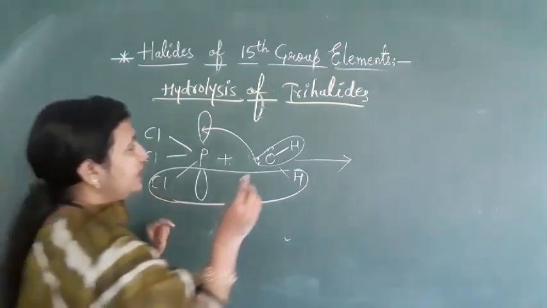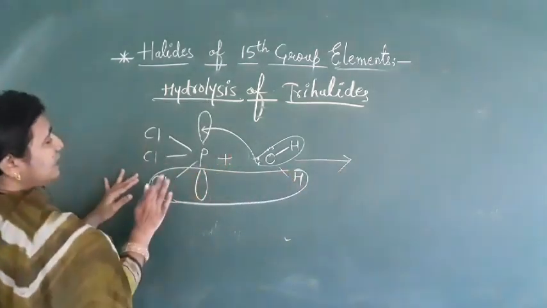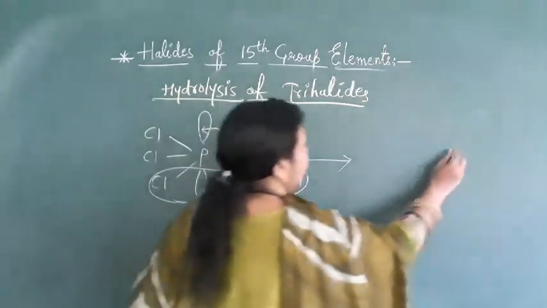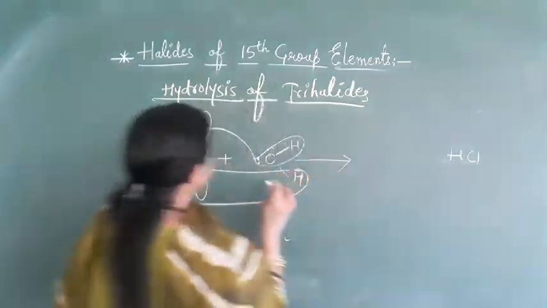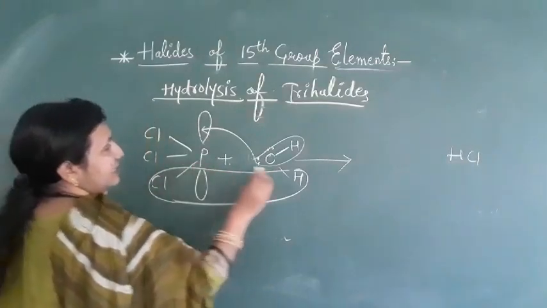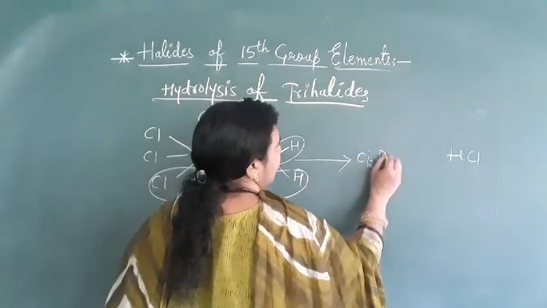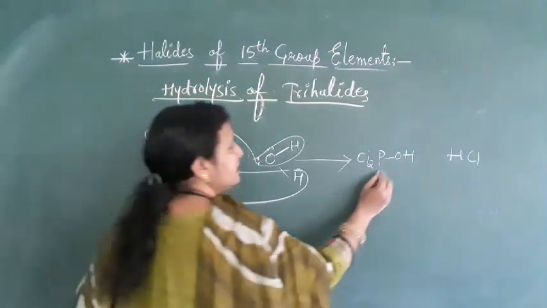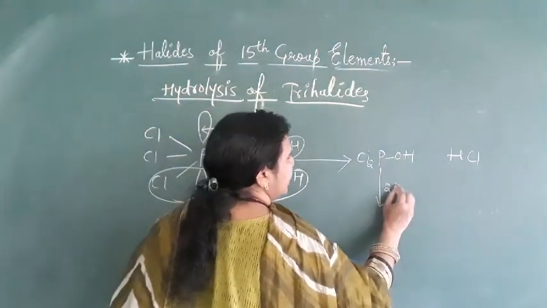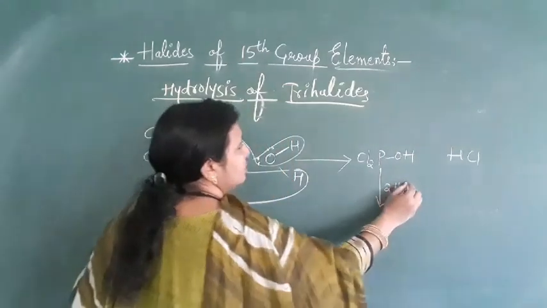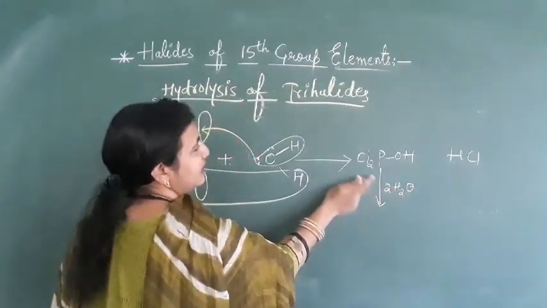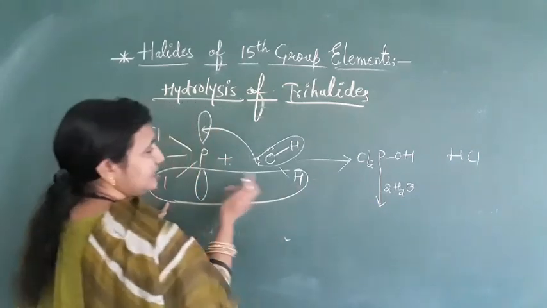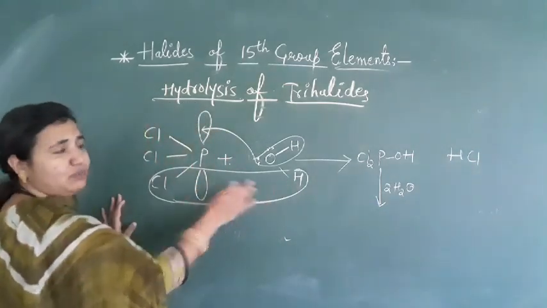So this chlorine and H will be removed as HCl, and here we will get Cl2POH. Similarly, again if we take two water molecules, they replace this Cl2 with OH, and H and Cl will form HCl. The same reaction takes place here.